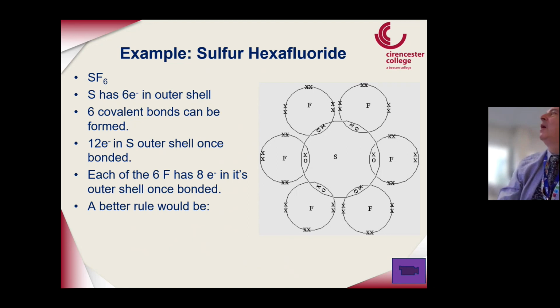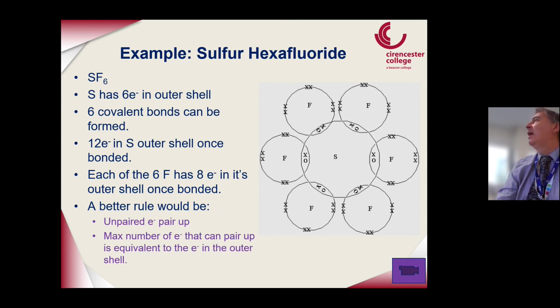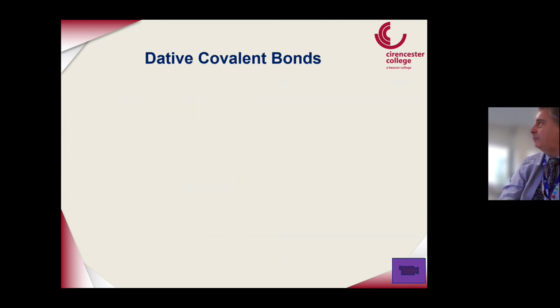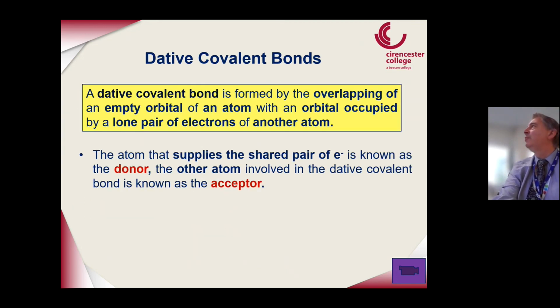So a better rule about making covalent bonds is that any unpaired electron can pair up, and the maximum number is going to be equivalent to the total number of electrons in the outer shell. So we talked about dative or coordinate bonds earlier. It's overlapping of an empty orbital of an atom with an orbital, like for instance, oxygen's got 6 electrons. They could be forced to pair up. So we've got 3 pairs, and then there's space for another pair. And that comes from a lone pair, a pair that hasn't bonded, from another atom.